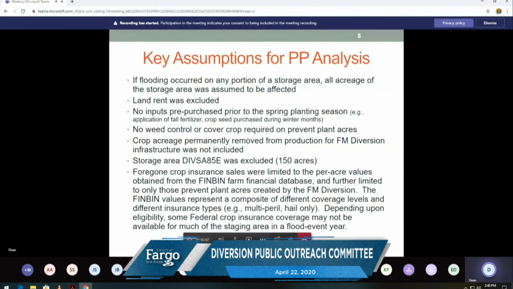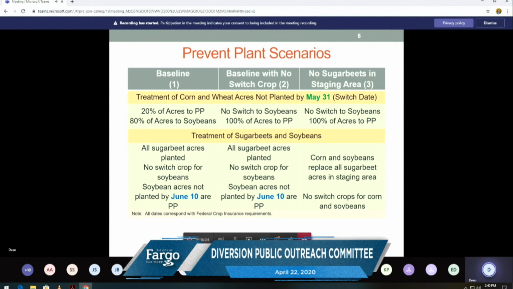The big issue that is hard to quantify is the crop insurance sales that would be foregone within the staging area, and sales that would be lost on acres that cannot be planted. Suffice to say, there's a lot of eligibility issues here that we're uncertain of. There's a lot of coverage issues. So we took a very limited look at this. Obviously, this is an issue that will probably be revisited when and if the provisions for that type of coverage become better defined.